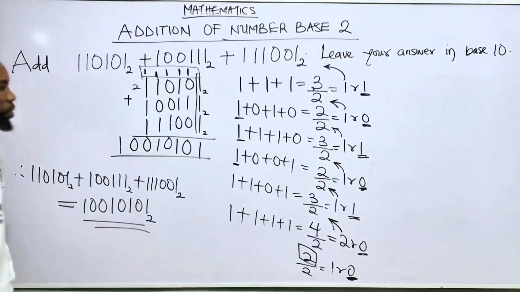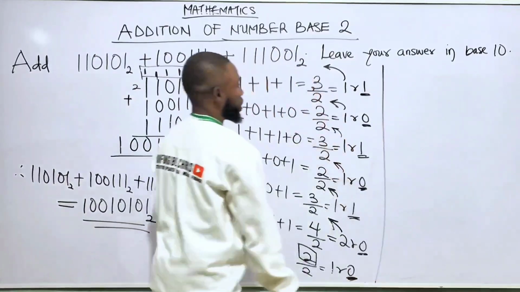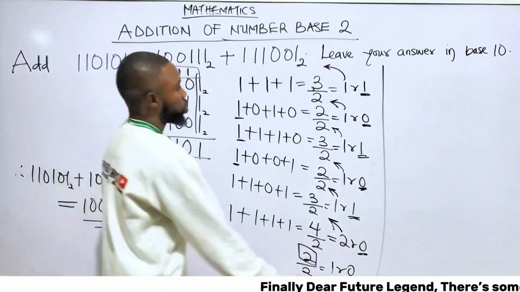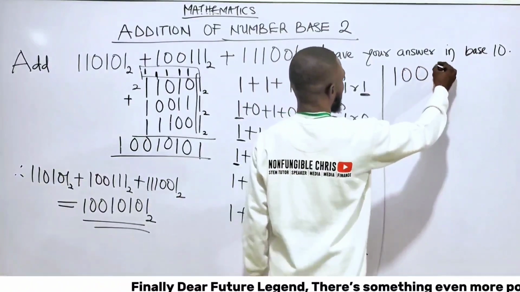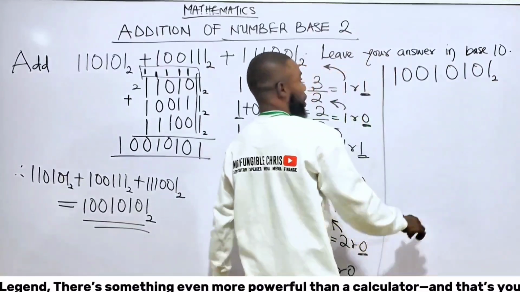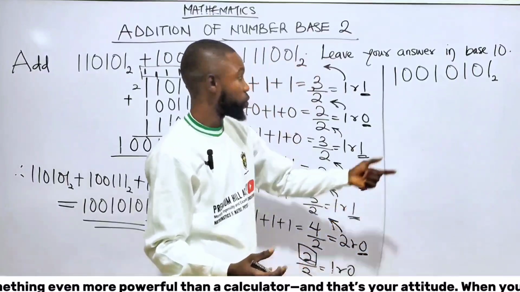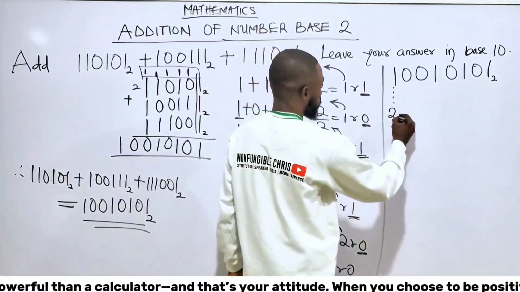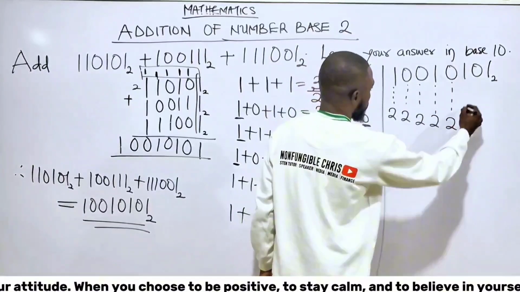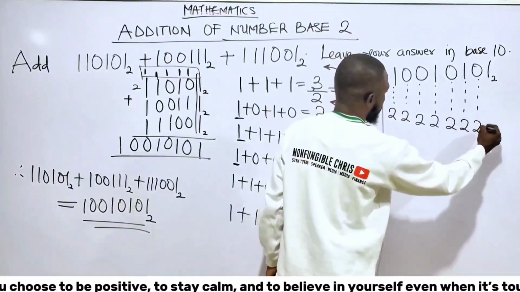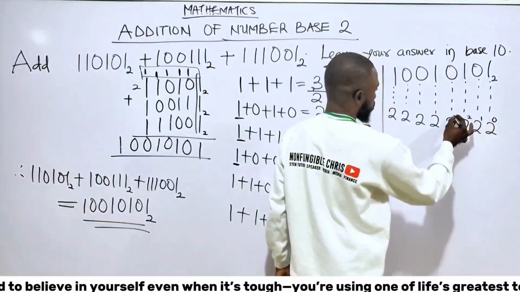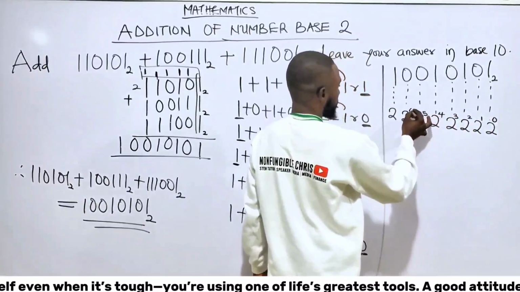So let's look at what we're going to get as the answer in base 10. We're going to solve this in base 10. We have 10010101 base 2 to base 10. Converting it to base 10 is very easy. We write them down, each digit multiplied by 2, and let's get our index starting from the lowest: 0, 1, 2, 3, 4, 5, 6, 7.